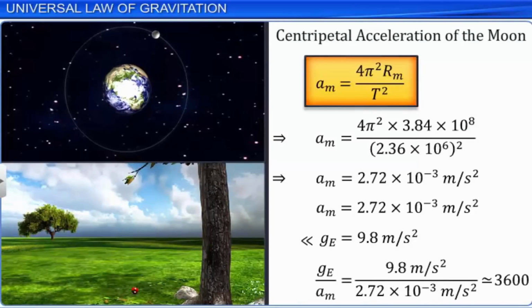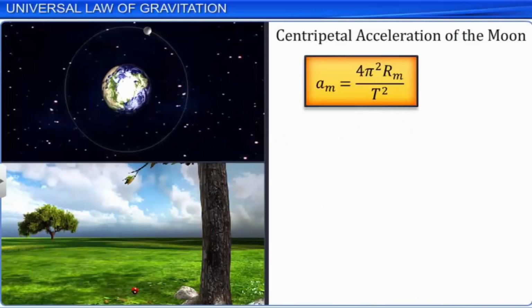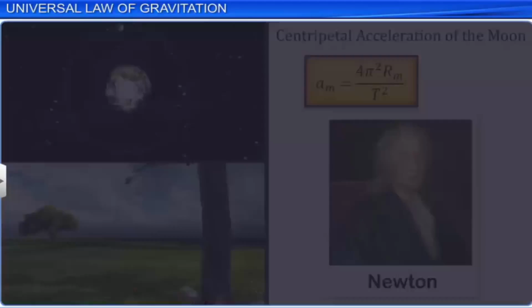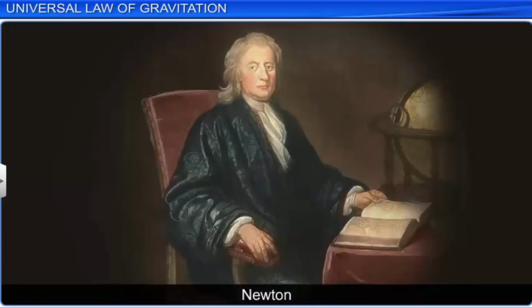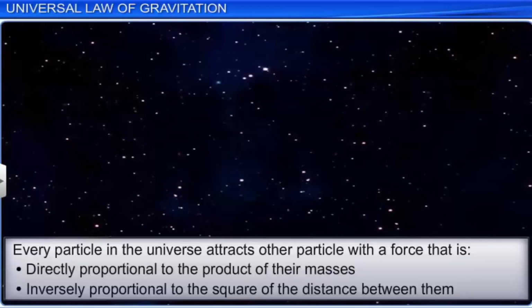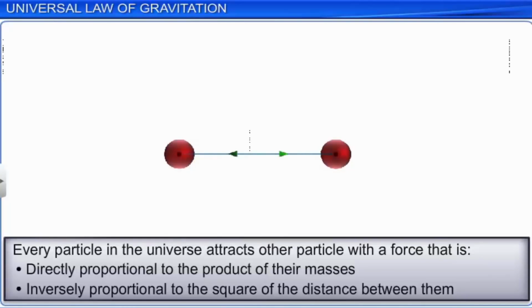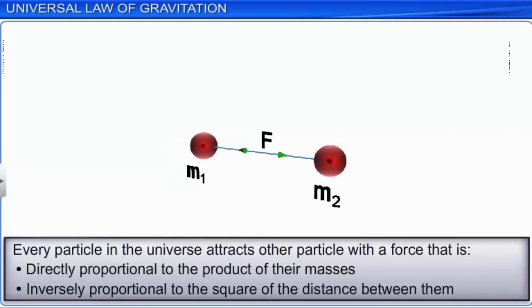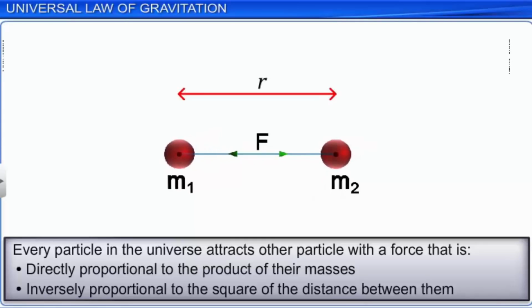From this observation, Newton concluded that the magnitude of the Earth's gravitational force decreases with distance. Thus, based on the observations regarding forces, Newton proposed the universal law of gravitation. It states that every particle in the universe attracts other particles with a force that is directly proportional to the product of their masses and inversely proportional to the square of the distance between them. Thus, the law can be expressed as shown here.